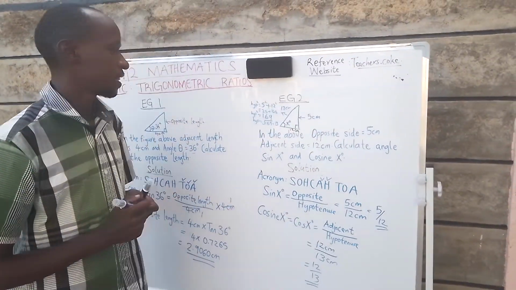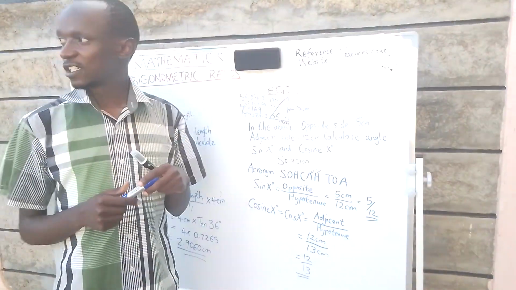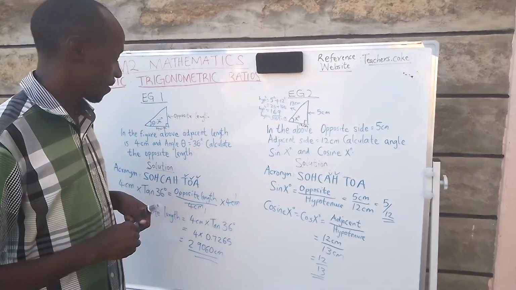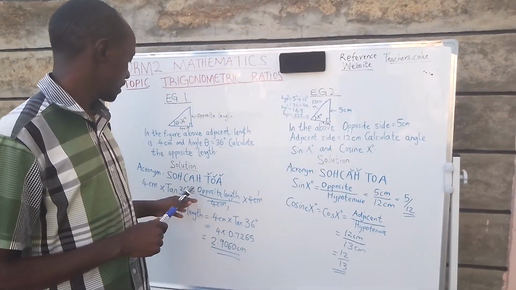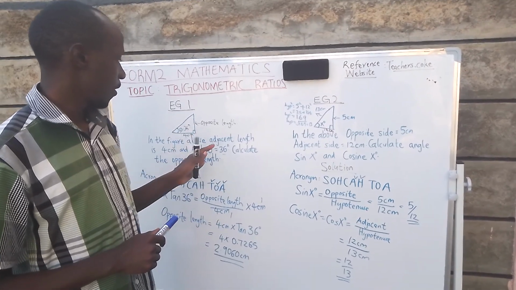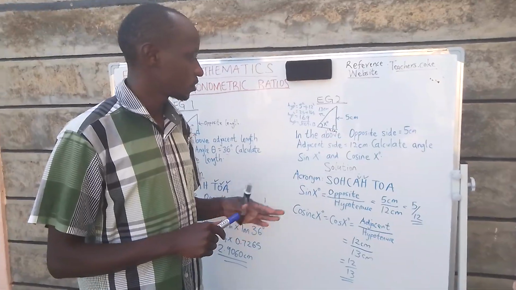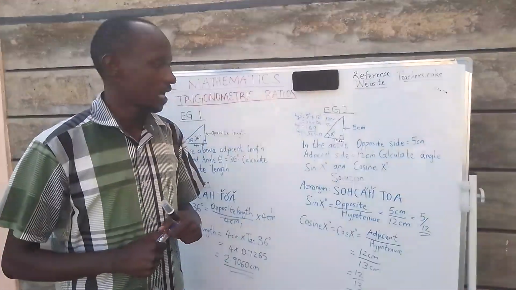So those are a few examples in the trigonometric ratios. We have looked at how to get one of the sides, the opposite length, and here we have looked at the sine x and the cos x of this triangle.